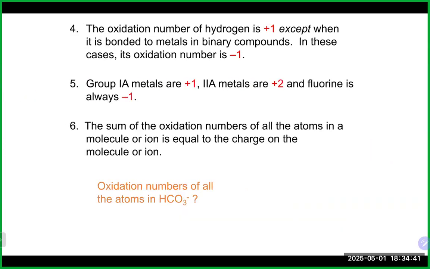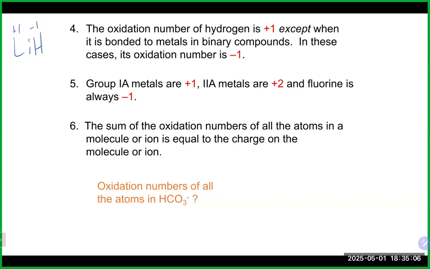Now, the oxidation number of hydrogen is +1 unless it comes after a metal. Remember, if it comes after a metal, it's the negative version of hydrogen, which is hydride, which has a -1 charge. For example, if you had LiH, that would be -1 and +1 in terms of the oxidation numbers. Everybody in group 1 is +1. Everybody in group 2 is +2.